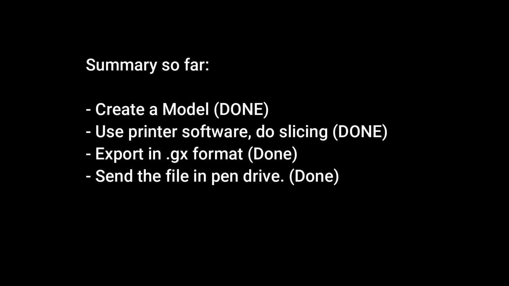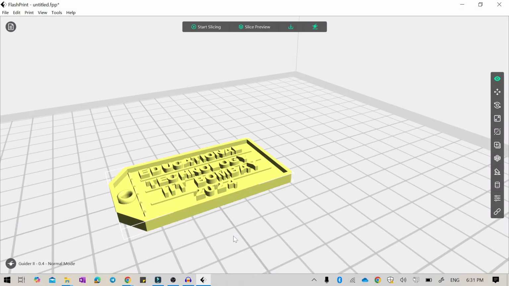So here we have finished the designing part. In summary, first of all, you have to create a 3D model with .obj or .stl file, then use the printer software to convert this into a .gx file and to make necessary changes to make it fit for the printing. Now, we are going to the final part, that is how to use a 3D printer.